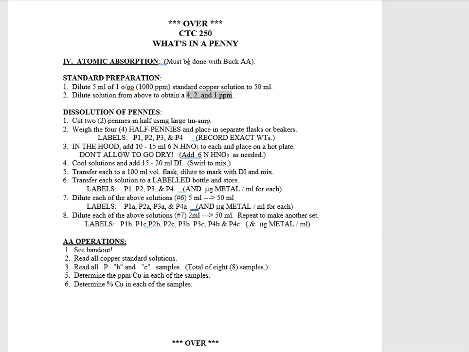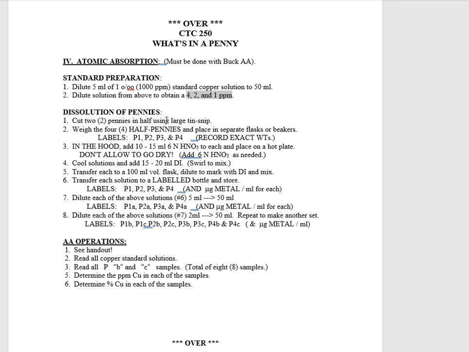This is also going to say must be done with the Buck AA. Well, that's because at the time that this was written, only the Buck AA was really provided in the laboratory. So it's going to be your choice. You can use the Varian or you can use the Buck. I don't really care which one you use. Either one's going to be okay. Either one will provide you data that you need.